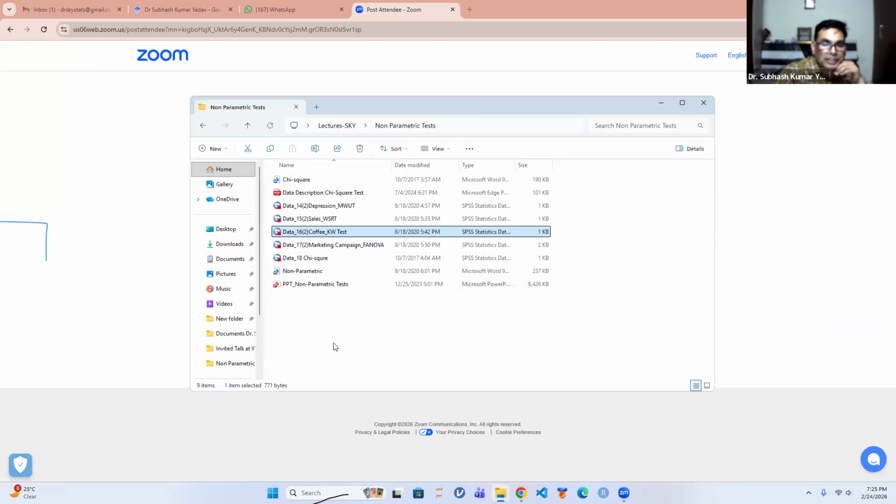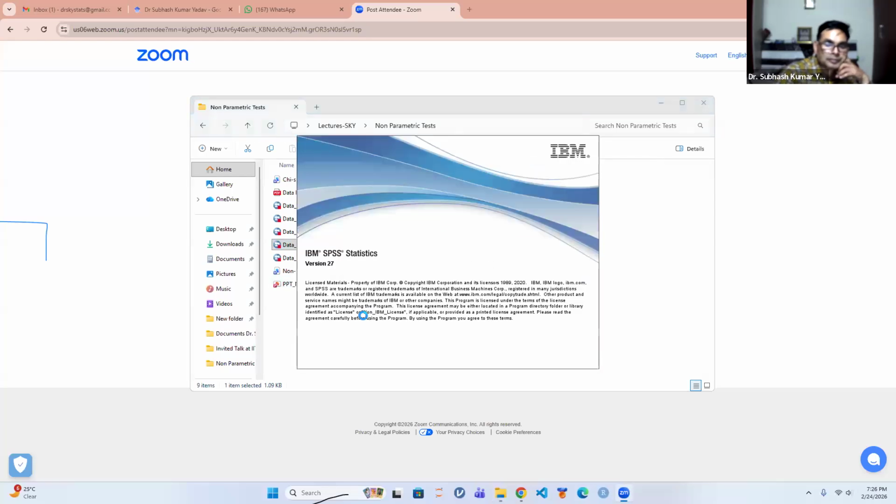Now come to Friedman ANOVA, which is an extension of the Wilcoxon signed rank test, just like the repeated measures ANOVA. And the Wilcoxon signed rank test is nothing but the non-parametric equivalent of the paired t-test. So here we have a marketing campaign example.